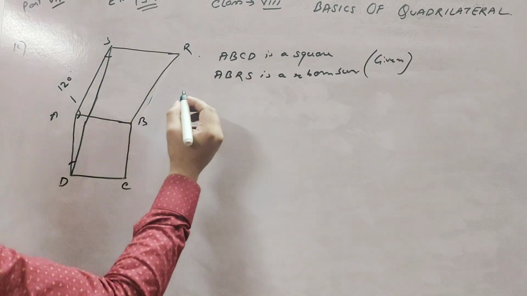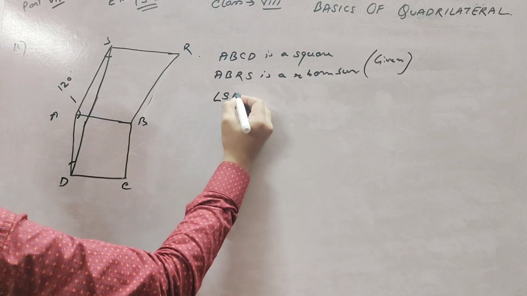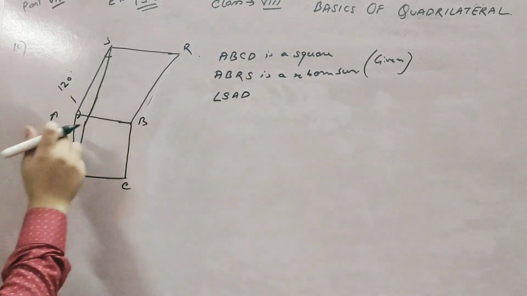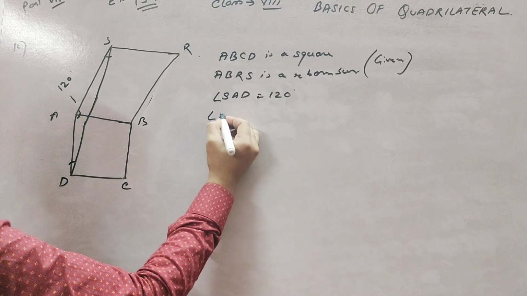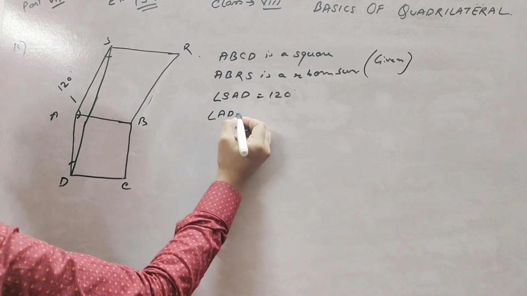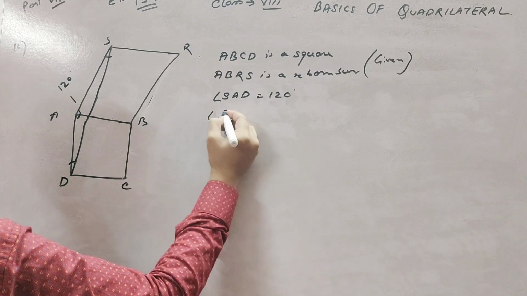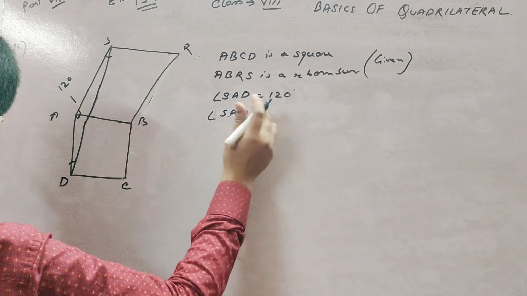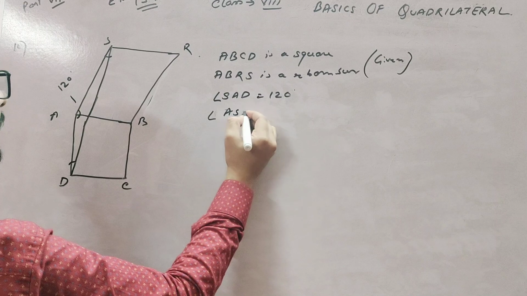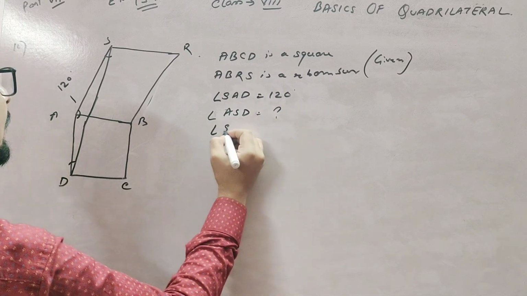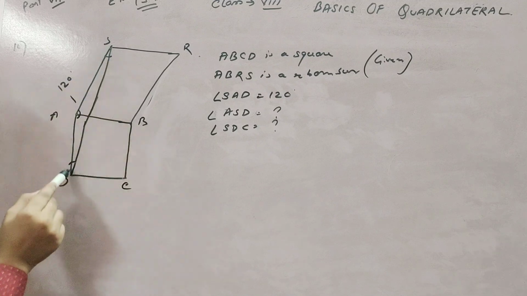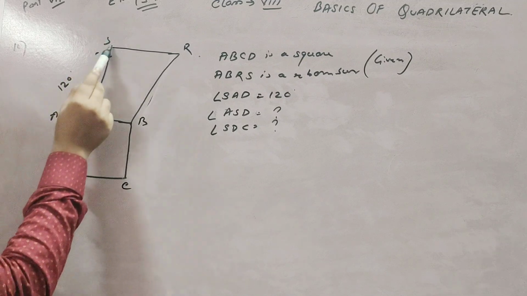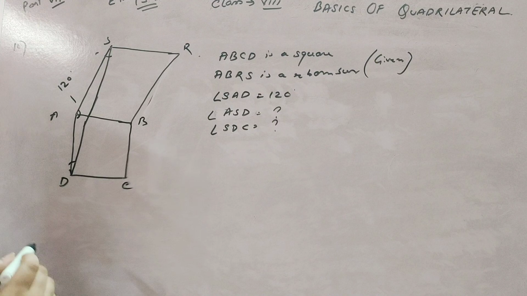So we know that SAD, this one is given 120 degree, and we need to find ASD and SDC. You see, ASD, that means this one, and SDC, that means this one.